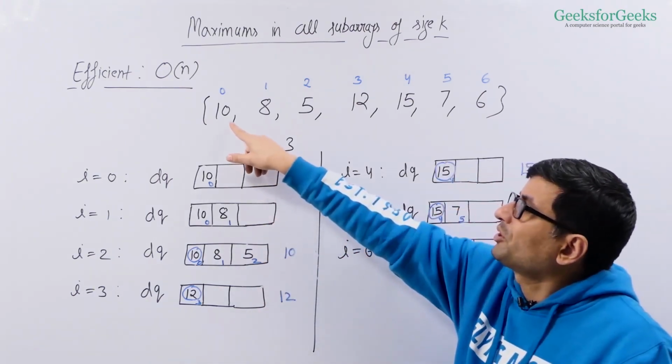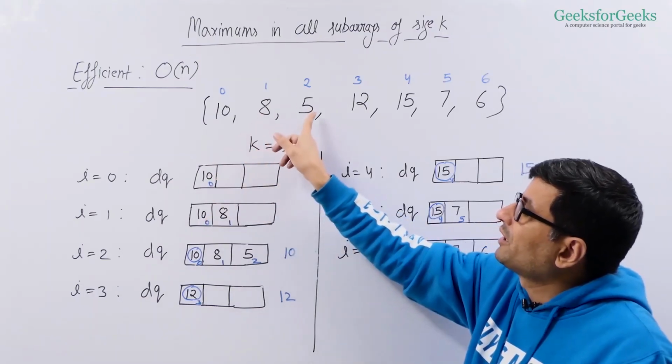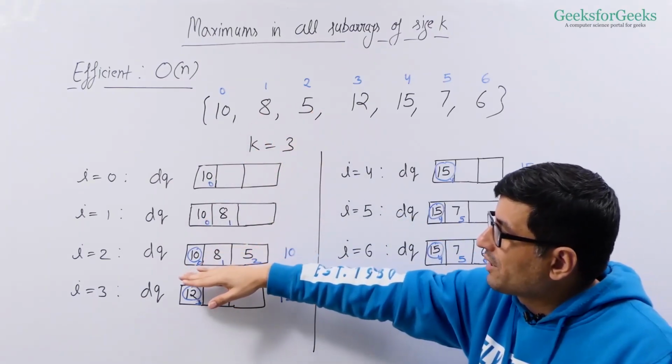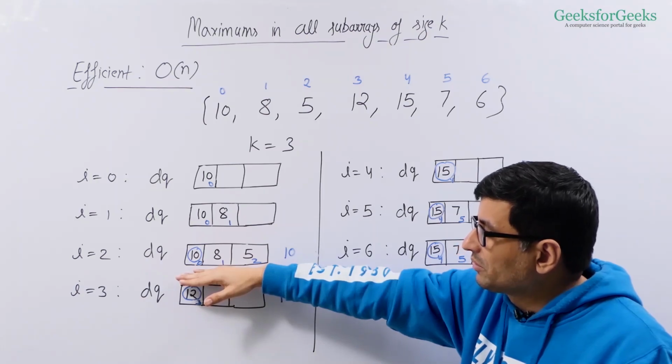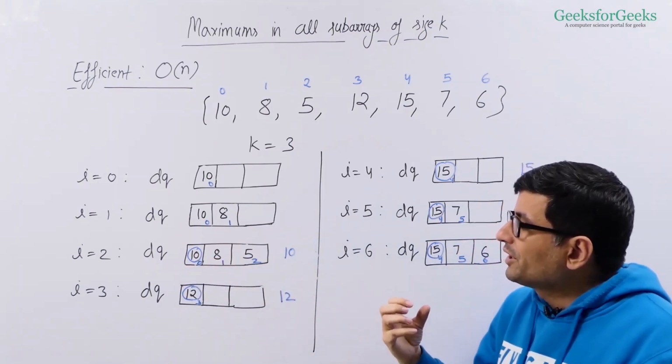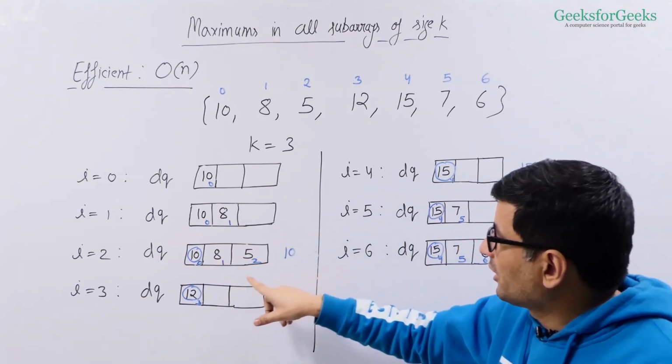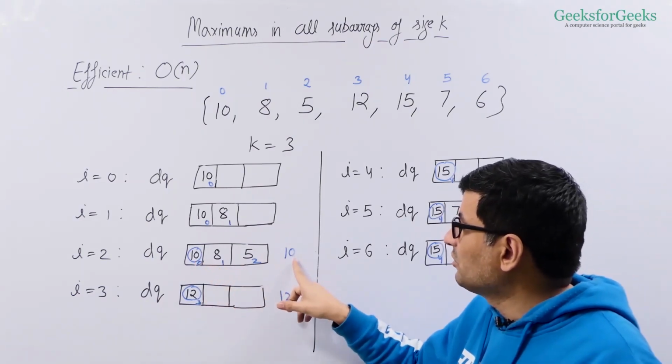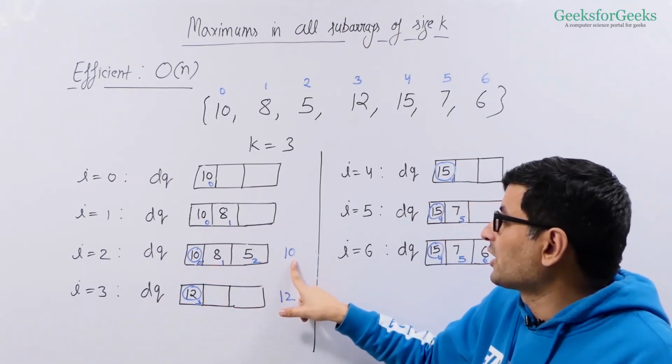So we first push 10, then we push 8, then we push 5. So we have added the first window into the DQ. Now the front of the DQ gives you the maximum. 10 is the maximum element in this DQ. So you are going to print 10 as output.